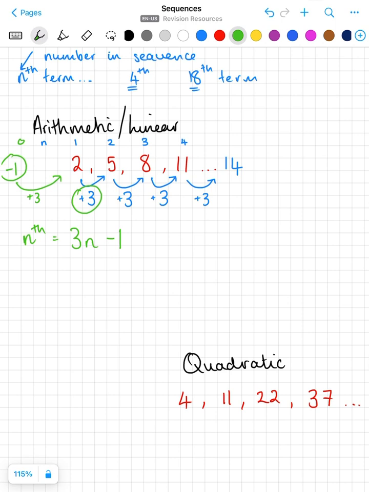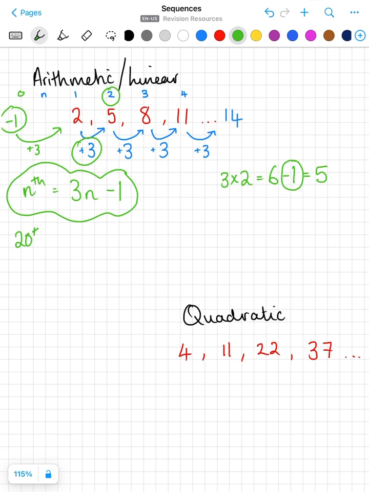Or another way we could do it is, let's say n is 2. So 3 multiplied by 2 is 6. But 6 is not the term in the sequence, it's 5. We would have to take away 1 to get to 5. So we know our nth term is 3n minus 1.